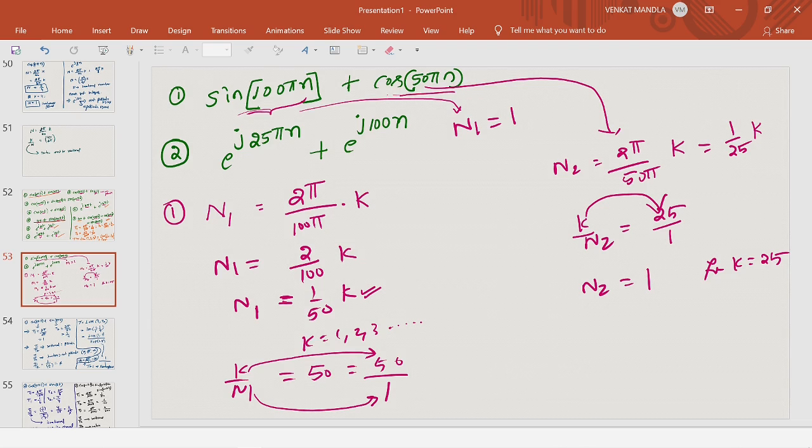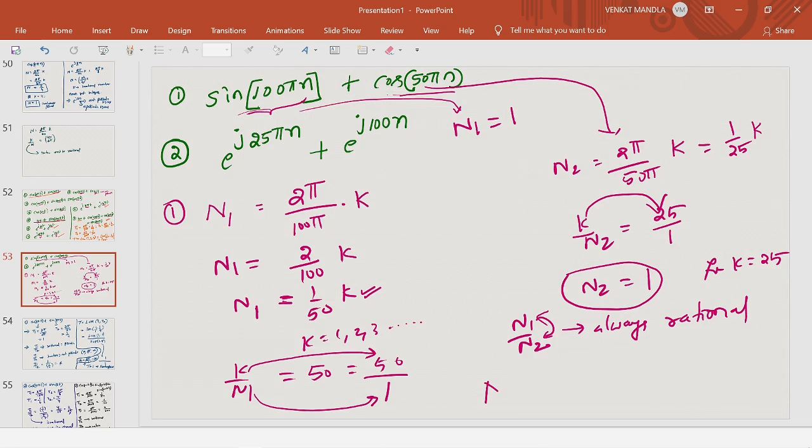So the periods of the two came, and we don't need to check whether N1 by N2 is rational. The rationality of N1 by N2 need not be checked because these two are already integers. We already put the constraint on N that they are integers, and integer by integer is always rational. So we don't need to check. Once you have N1 and N2, it is periodic.